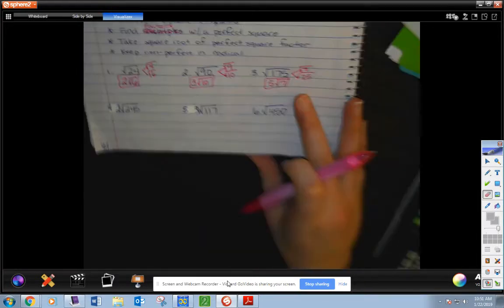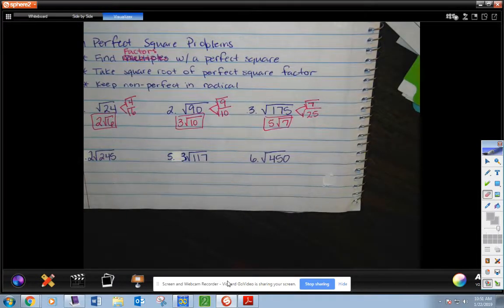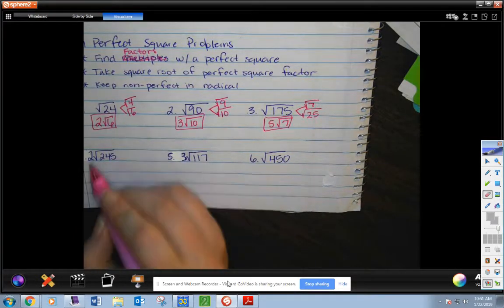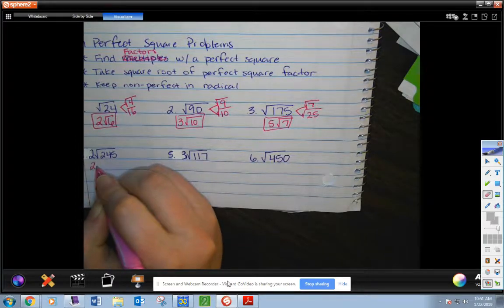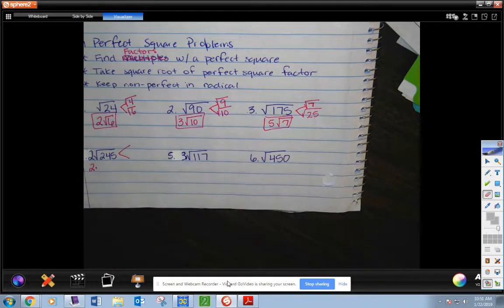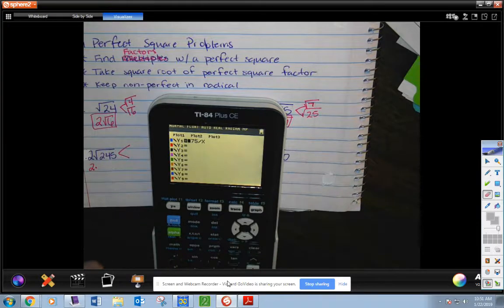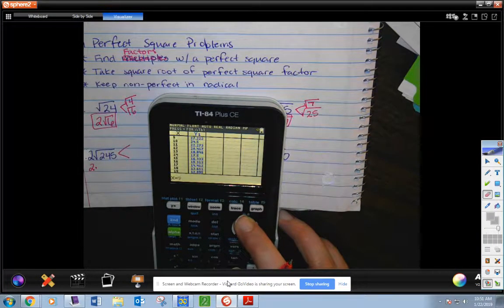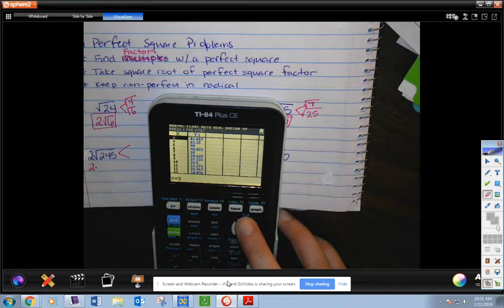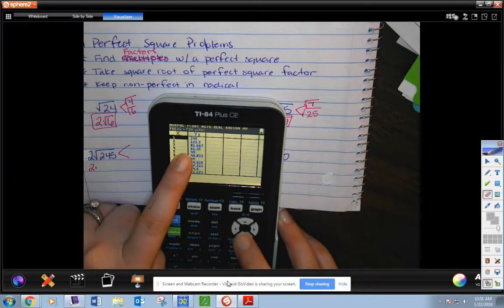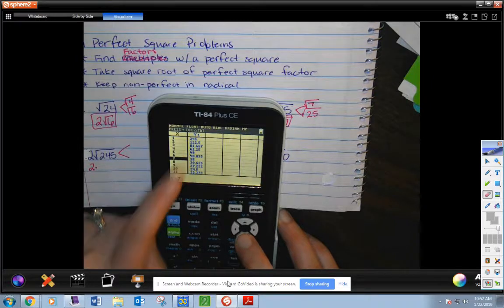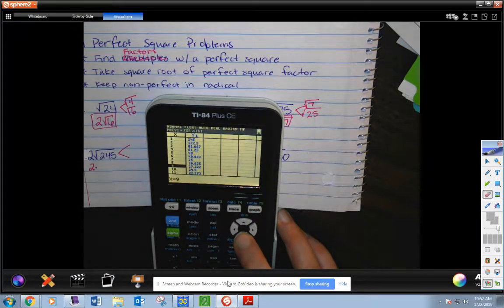Okay, moving down now. For example 4, I have 2 square root of 245. First thing I'm going to do, I have an outside number. I'm going to bring it down 2 times. Now I'm going to split 245. When I do 245, I got to go back up here to 1. I've got decimal, decimal, decimal, decimal. I have 5 and 49. And then there's 7 and 35. Those aren't perfect squares.